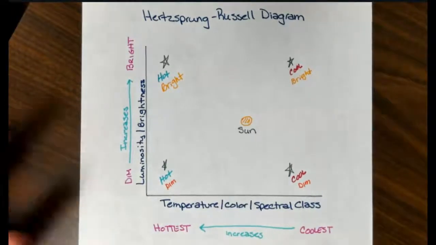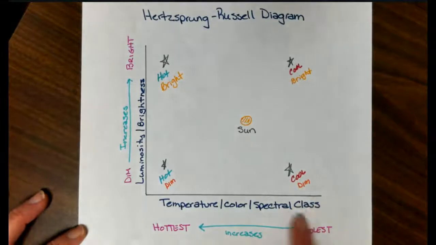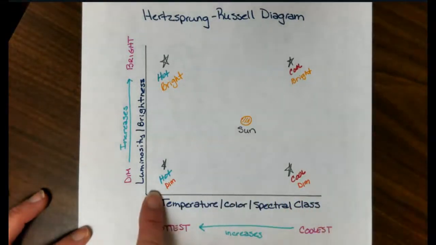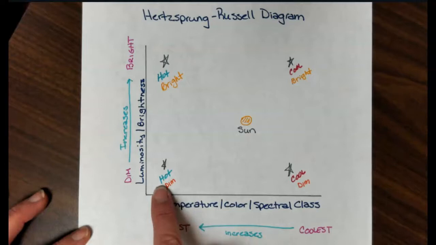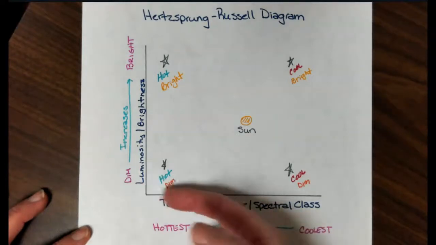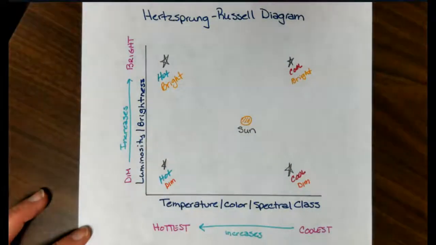So when you're reading the diagram, just look at the pattern. Coolest stars on the right, getting hotter as we move across. Remember we said that the coolest stars are red in color. The hottest stars are blue, or blue-white. As we go from the bottom, we have dim stars, to the brightest stars up at the top. The higher you go, the brighter it is. So those are the general patterns that we look at.